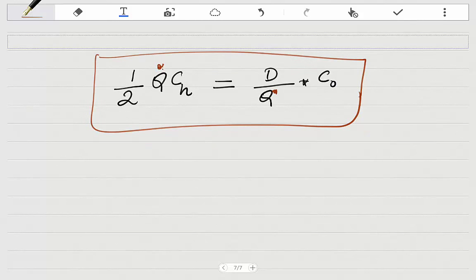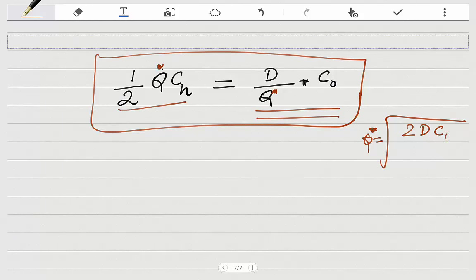You want to find this particular Q so that, remember, this is a tug of war, these two are exactly the same. Well, you can either take my word for it, that this particular Q, Q star, is given by this formula, the square root of 2DCO divided by CH, or I can show you how this really comes out to be. Well, this is a pretty easy calculation actually.